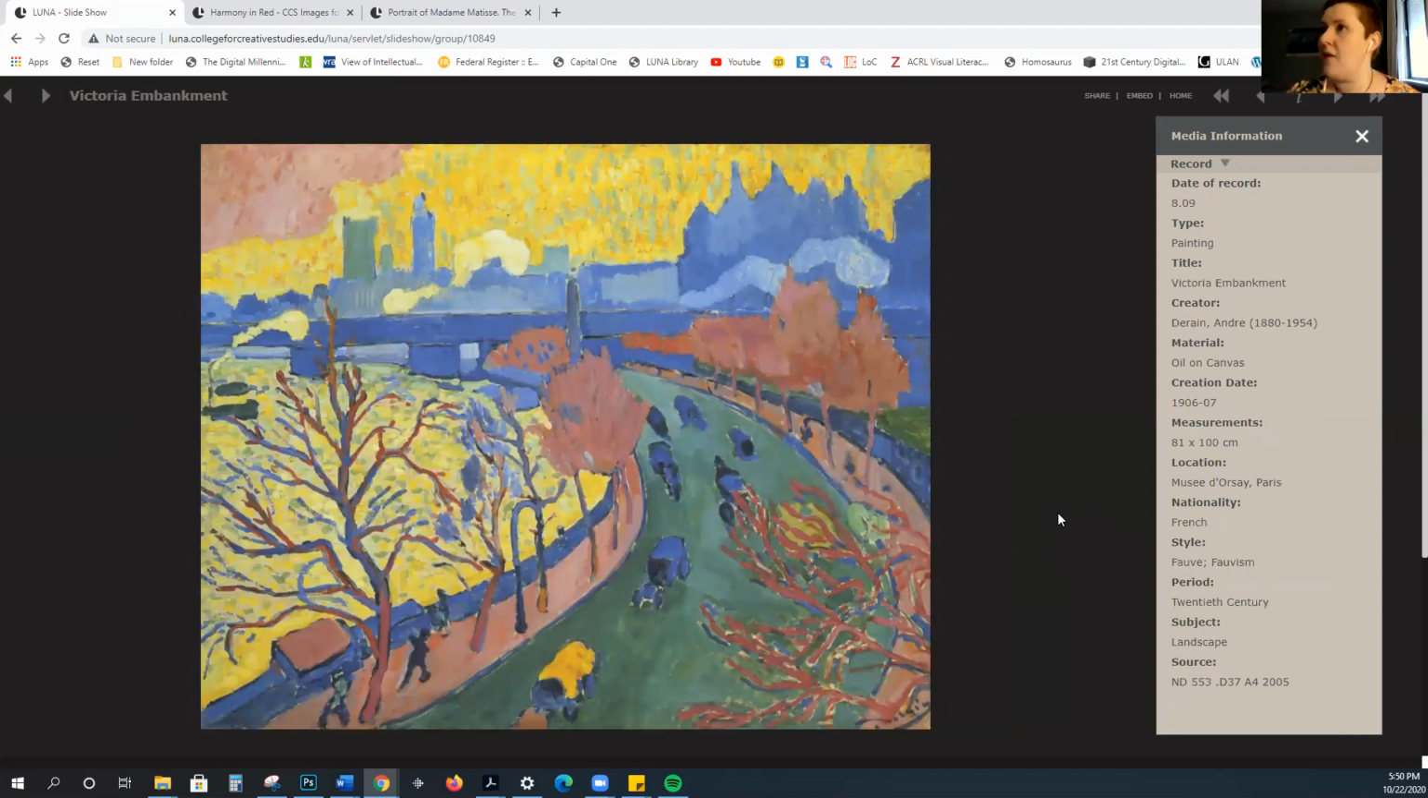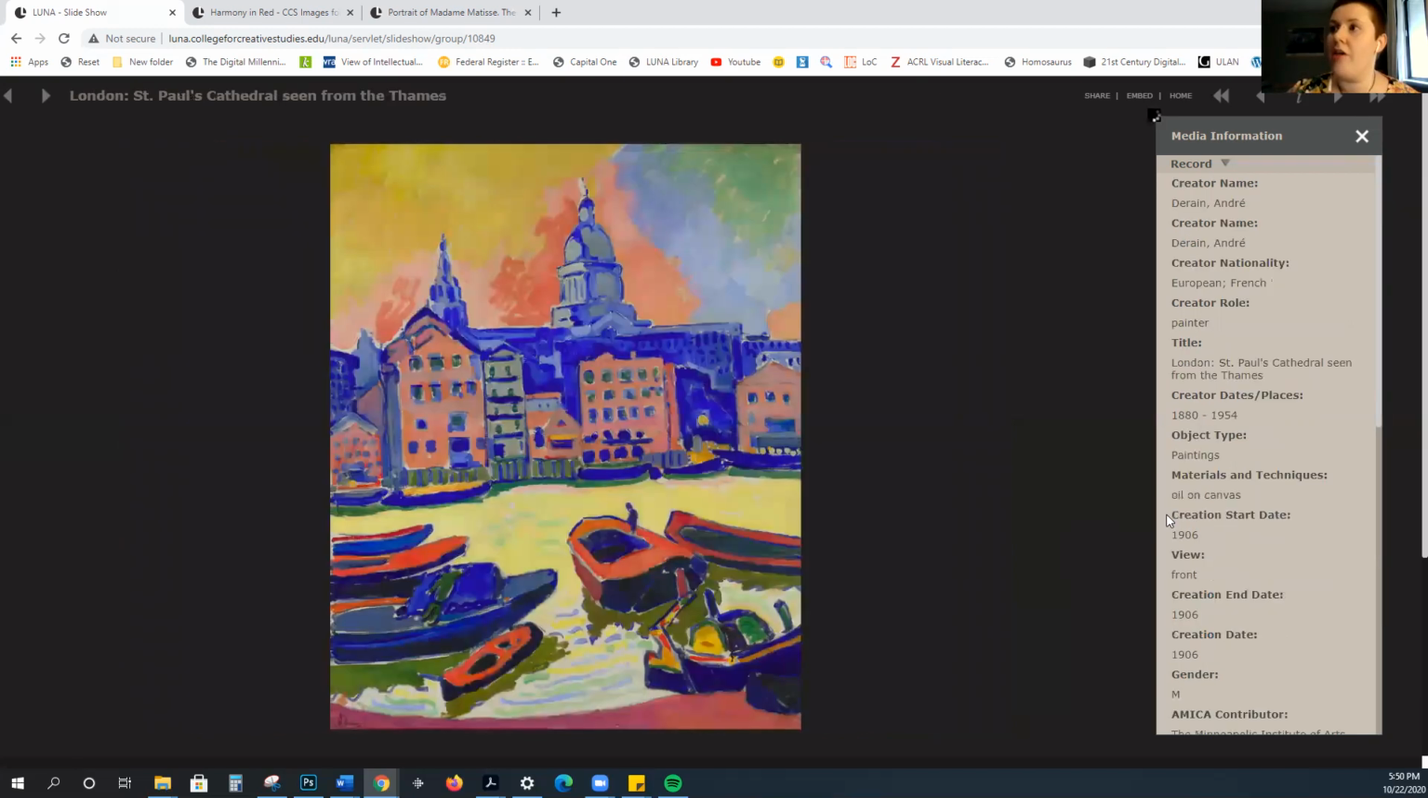Matisse is not the only Fauve artist. This is André Derain, and he was particularly interested in flat expanses of color. Okay, again, right? Another Derain.